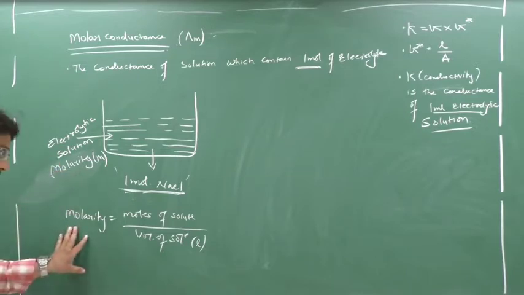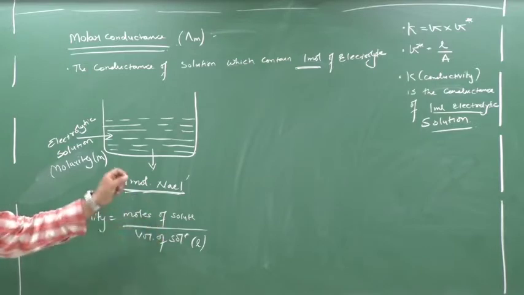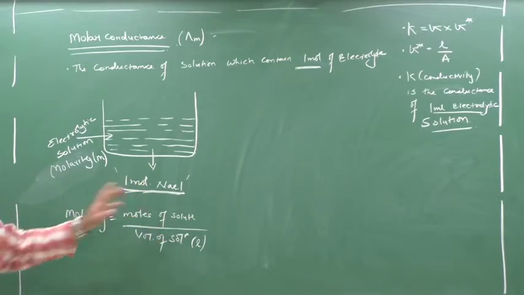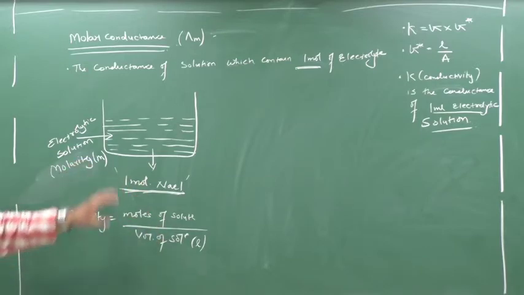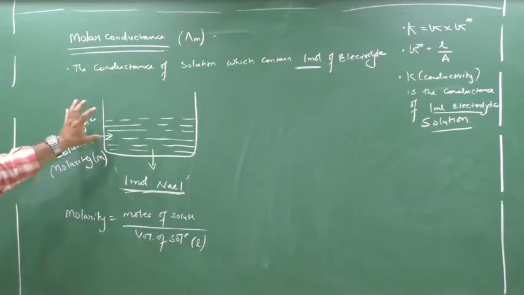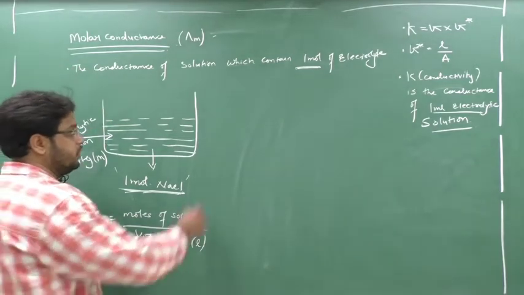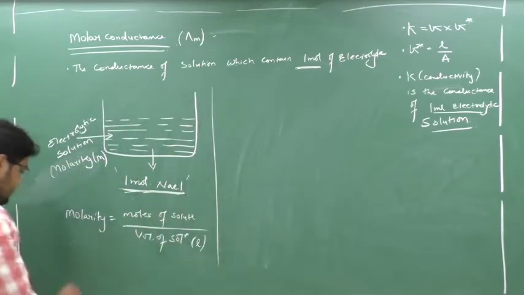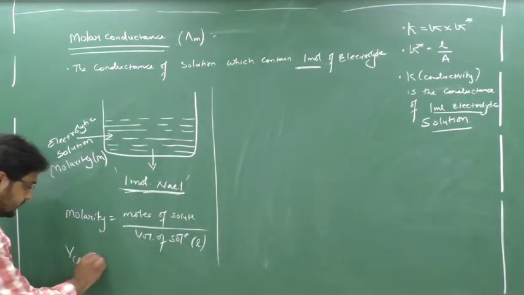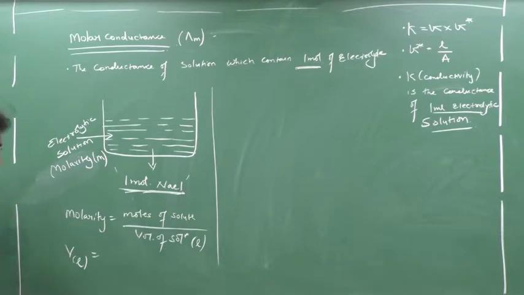Here molarity is given and moles of solute I am fixing. How much am I fixing? That is 1 mole. Such a type of solution is known as molar conductance. Clear? The conductance of such a solution is known as molar conductance. So from this I will determine the volume in liters. Now see here, moles of solute are how much? 1, because I am fixing it.